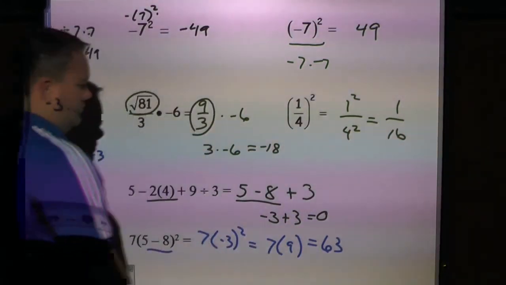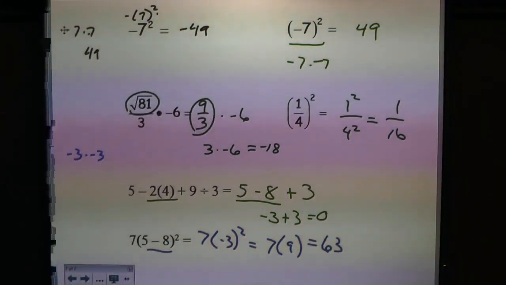So now, you got 7 times 9, which is 63. All right, so hopefully that was a quick little review on integers.